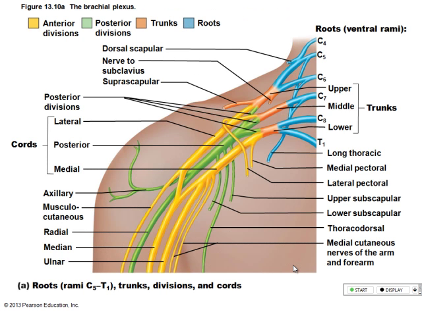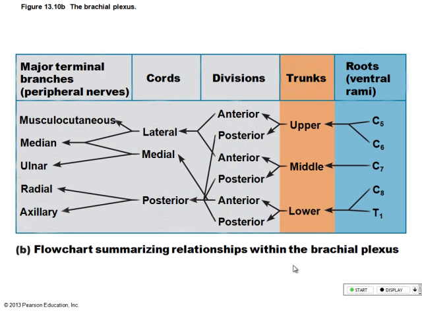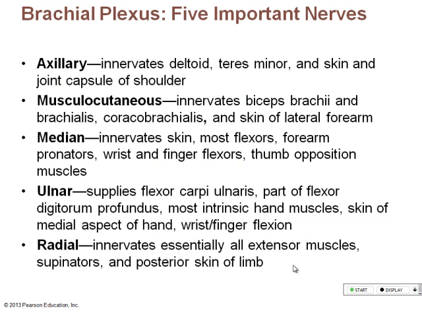We see a picture of that again on page 504 that shows us where all of these different portions are located. What I want you to understand about this plexus is its target. These are 5 important nerves in this plexus and their targets: axillary, musculocutaneous, median, ulnar, radial. You know all of these, don't you? Except for the musculocutaneous one.